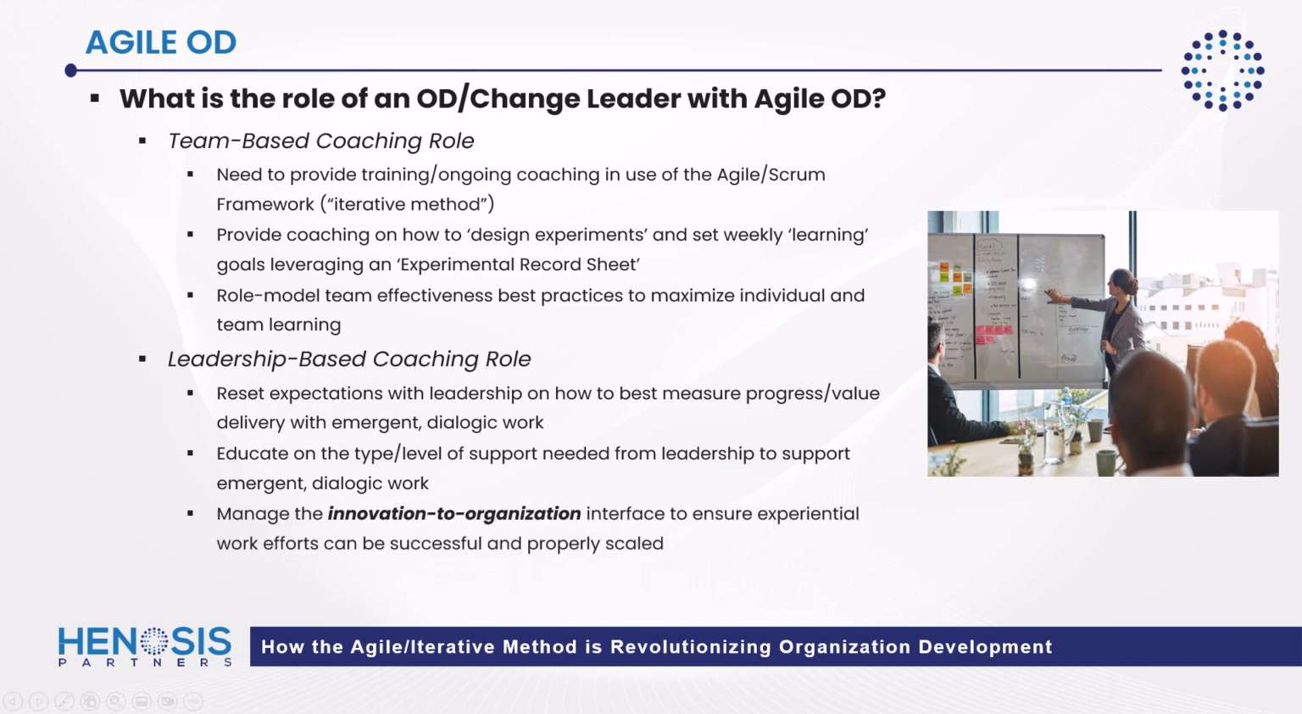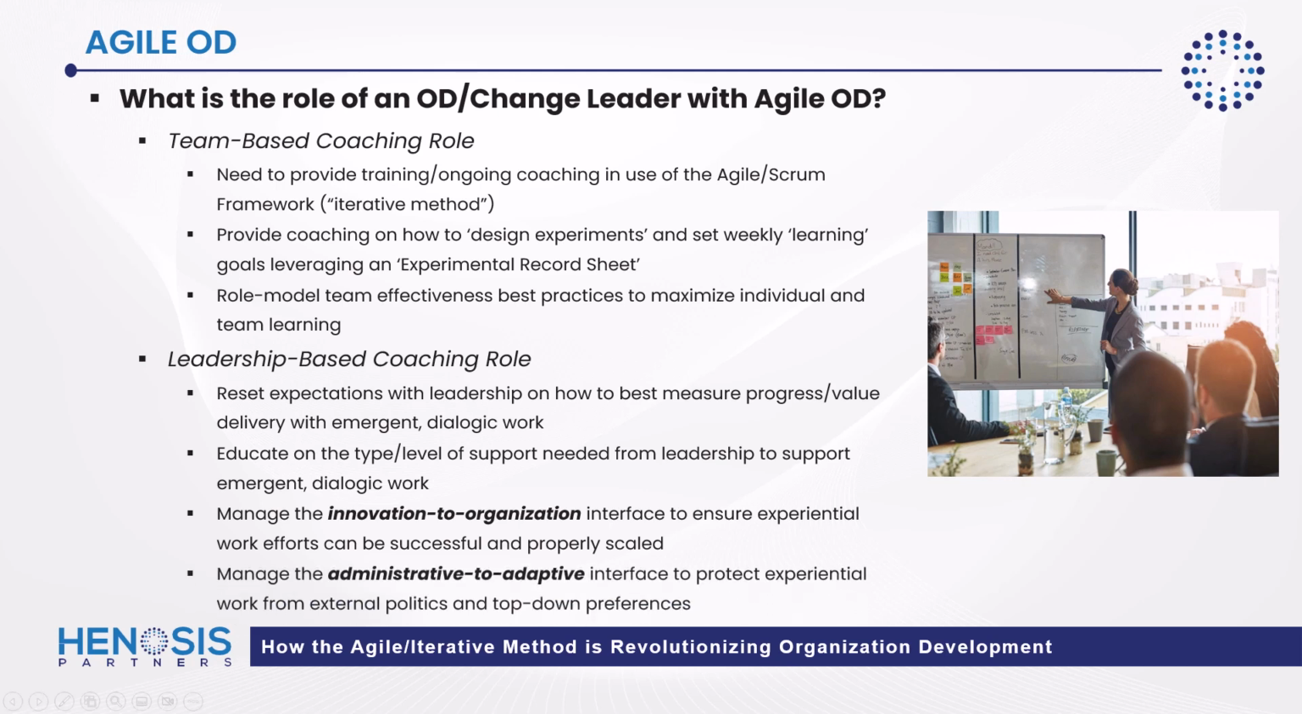You'll need to manage what's referred to as the innovation to organization interface to ensure experiential work efforts can be successful and properly scaled. And you'll need to manage the administrative to adaptive interface to protect experiential work from external politics and top-down preferences. So these represent just some of the ways that you as an OD change leader can provide value to an organization when leveraging Agile OD.